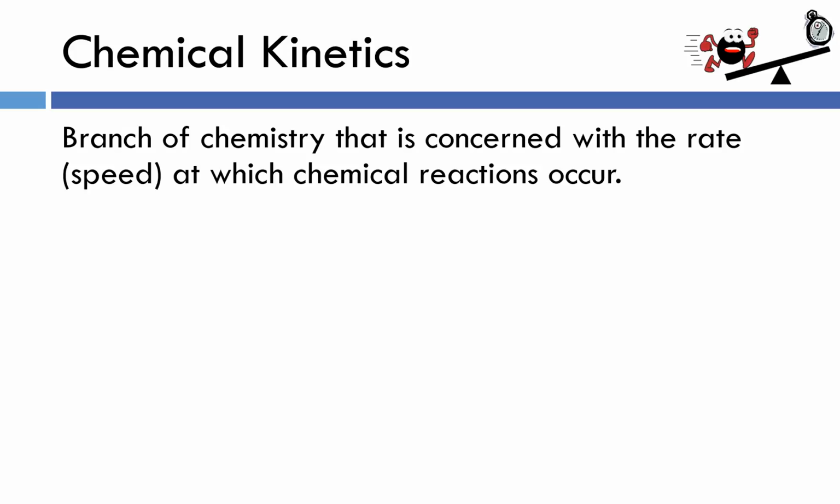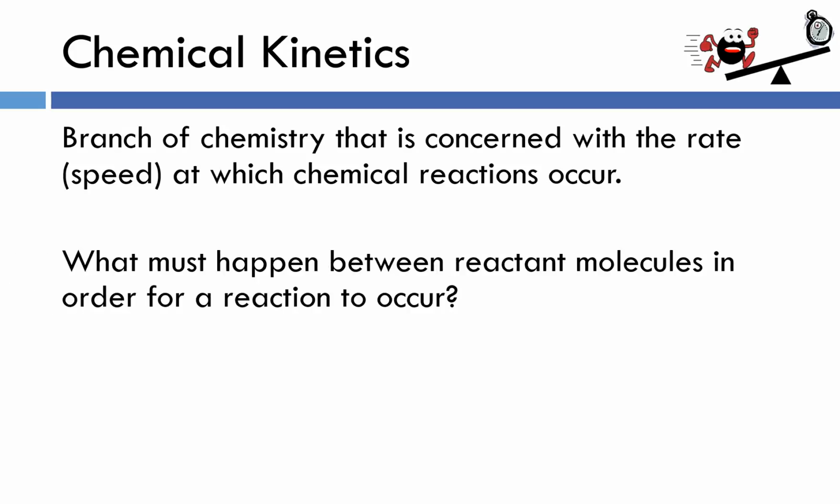Sometimes you might want a reaction to occur more quickly, sometimes you might need it to occur more slowly, and for our purposes there are 6 different factors that we're going to be able to control that ultimately will change or potentially can change the speed of a chemical reaction. But before we get into what those factors are, I want to talk a little bit about what needs to happen between our reactant molecules in order to get an actual reaction.